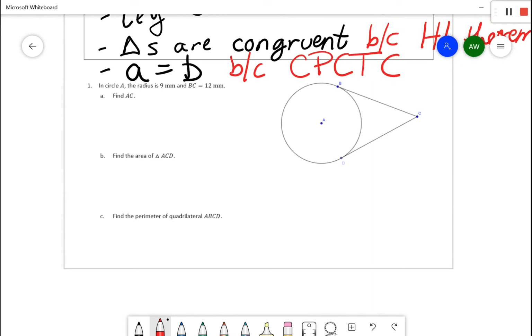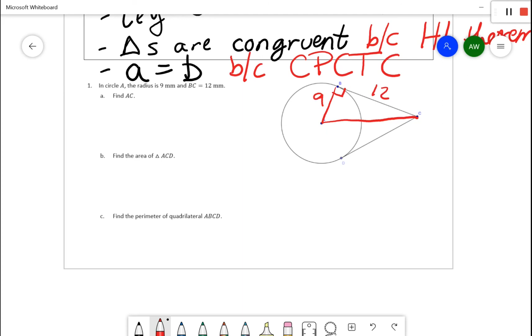So number 1 says, in circle A, the radius is 9 millimeters, and side BC is 12 millimeters. Find AC. Well, this should be pretty easy, because we know this triangle is a right triangle, since AB is a radius and BC is a tangent line. So if the radius is 9 and BC is 12, we just have to find AC.